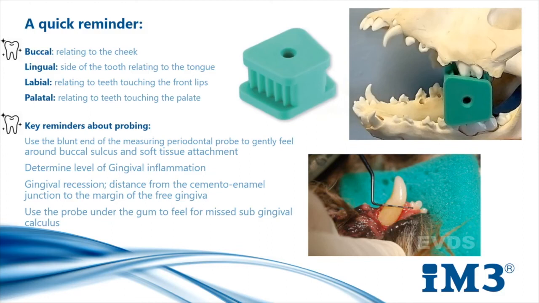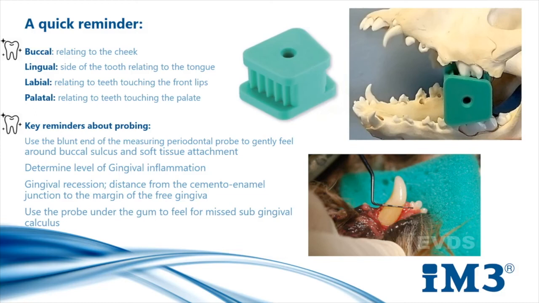Follow the flow of the EVDS plus and include any mobility or furcation exposure. The tutorial is really good at guiding you through this process. You can use the probe under the gum line and feel for any missed subgingival calculus or any abnormal depressions in the tooth root surface.